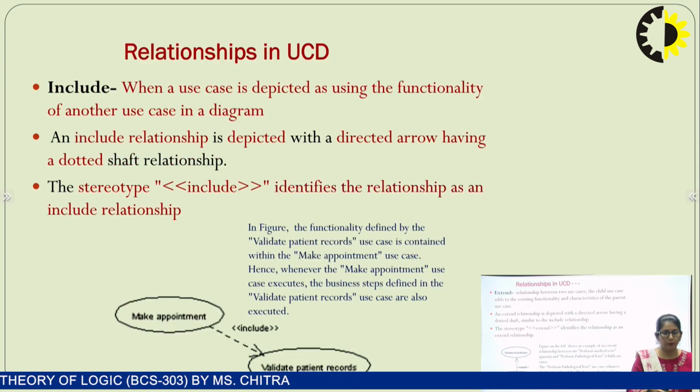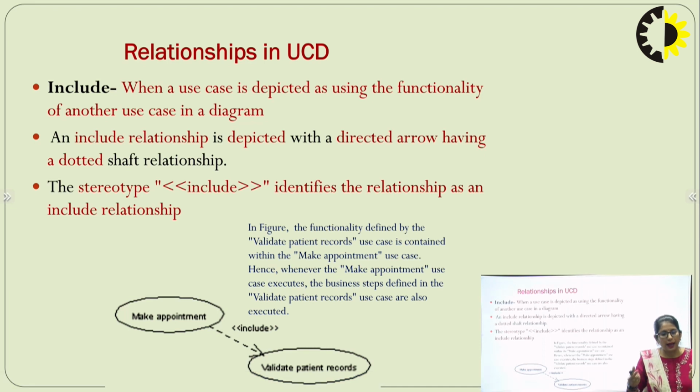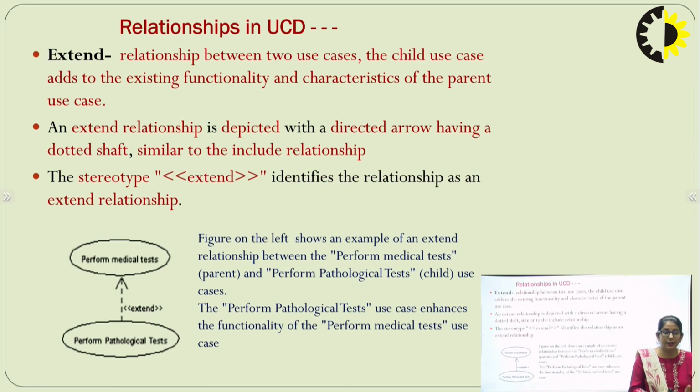But in the case of include, the dependent use case basically has to be included in the above one. Here, without validating the records, one cannot do the appointment. So it's a required one. It needs to be included in its functionality. That's why the stereotype name here is include. But in the case of extend, as the name suggests, it means enhancing the functionality of the other one. It is not mandatory. Otherwise, the parent use case will still work fine if the child is not required. If it is required, then it is extending its functionality, right?